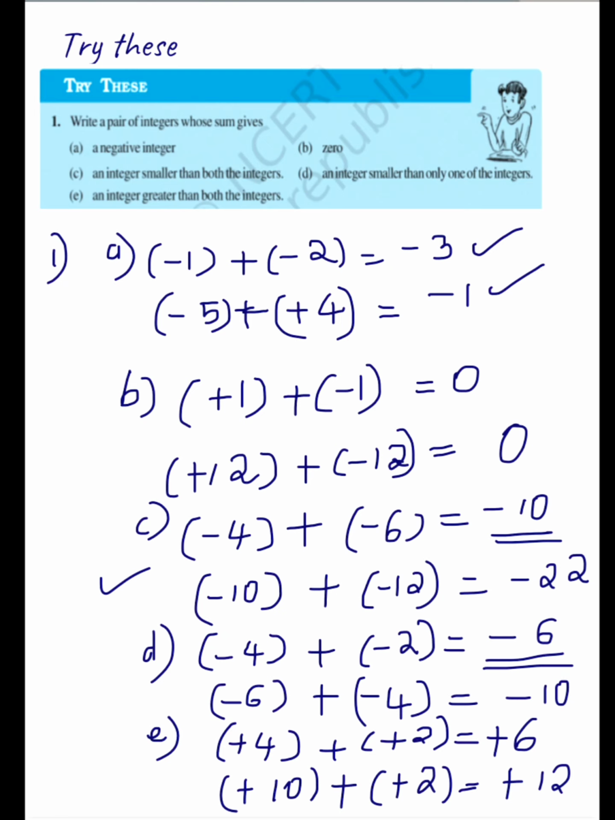Now let's do the second question in this. Try this. Now our next question is, write a pair of integers whose difference gives... In the previous question, the first question, it was the sum, but here it is different, so you need to consider the subtraction parts. The first question is, whose difference is a negative integer. Whenever we are subtracting any two integers, the answer should be a negative integer. Write a question in such a way.